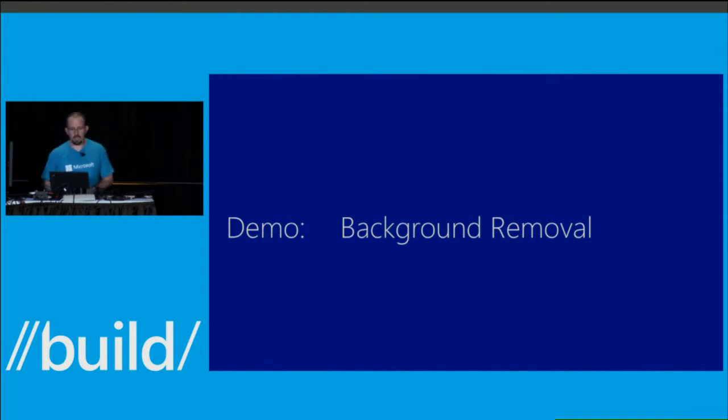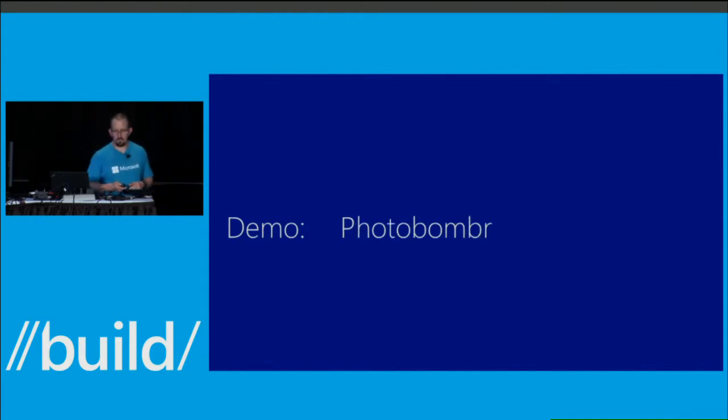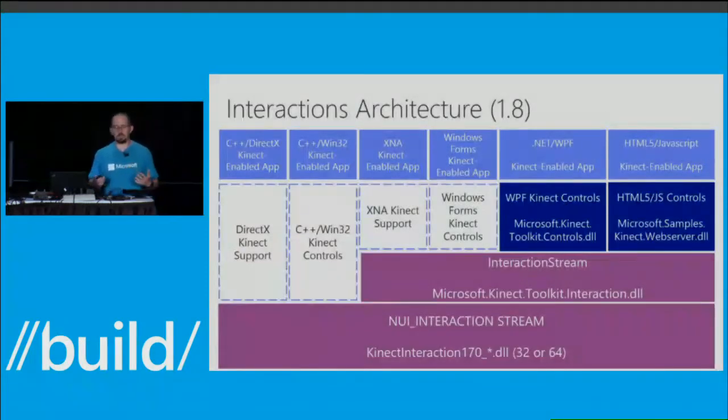So there was the background removal and photobomber. So now with 1.8, our architecture diagram is going to look like this. We've actually now added those two boxes on the top right. So you can now build your own HTML5 and JavaScript app with some controls that we're giving you, and this web server that we're going to be delivering as part of 1.8. So that becomes the adapter there.